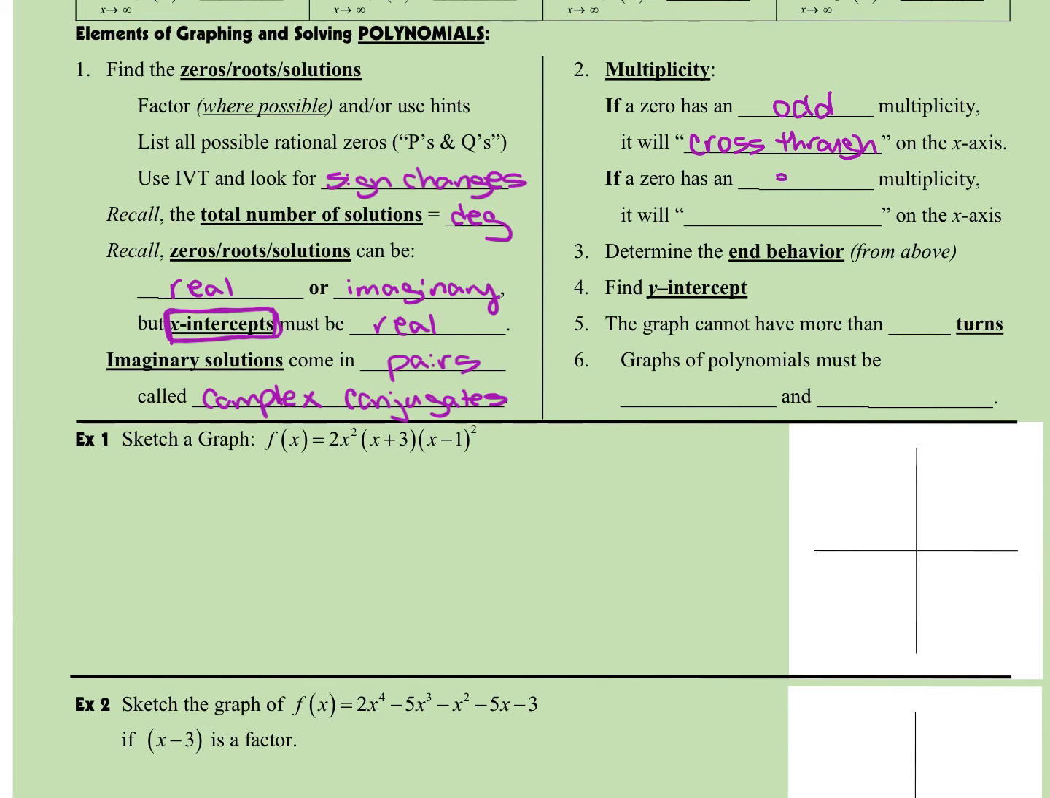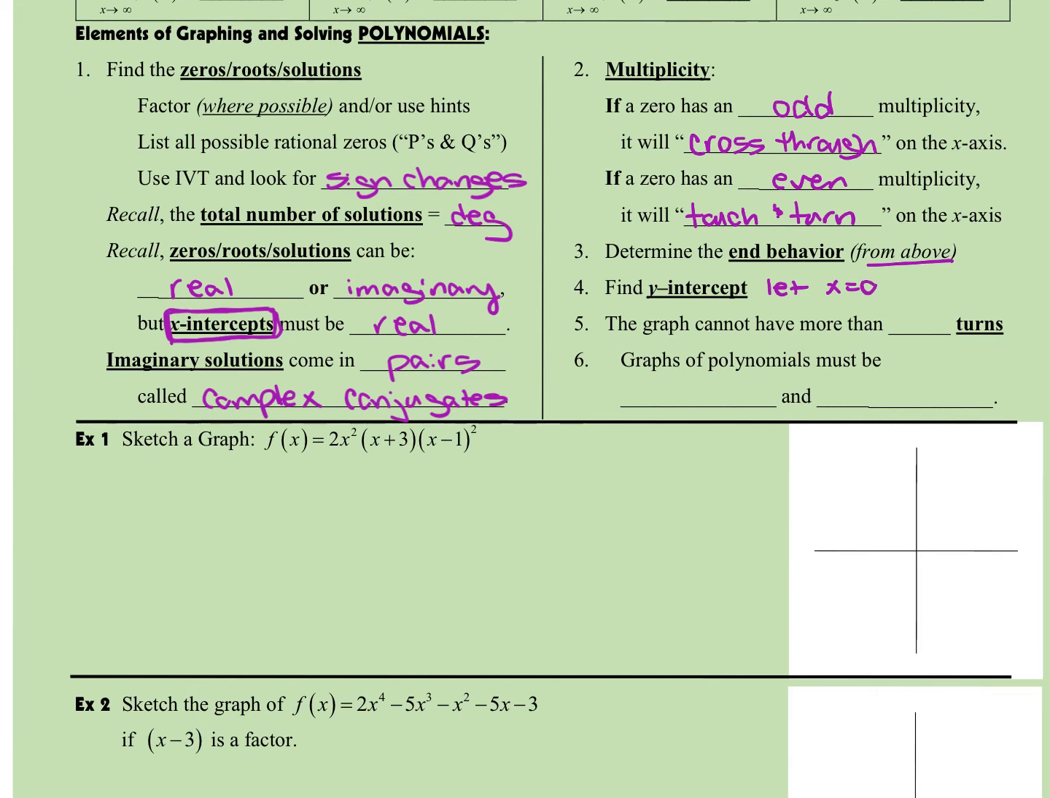If the zero has an even multiplicity, then it is going to do that little touch and turn, that bounce. Depending who you had, they might have phrased it differently. So touch and turn. Our end behavior is going to be based on what's up above. Our y-intercept, always remember that means to let x equal 0.